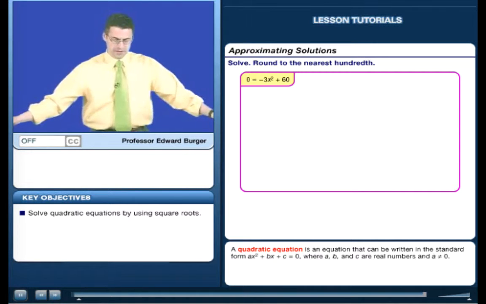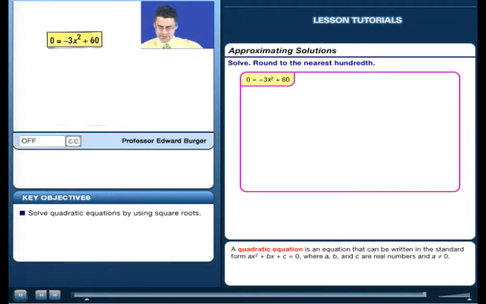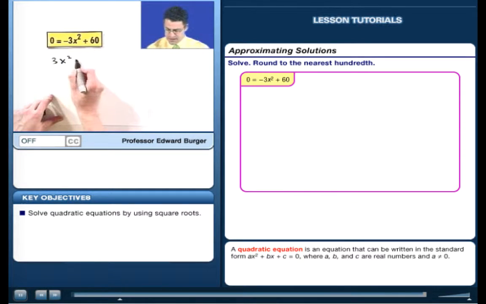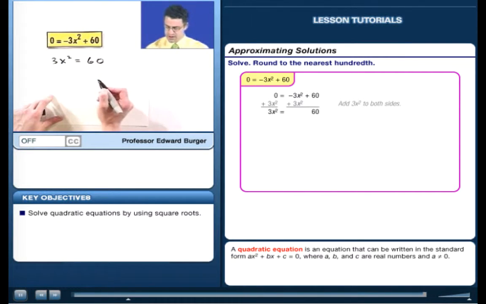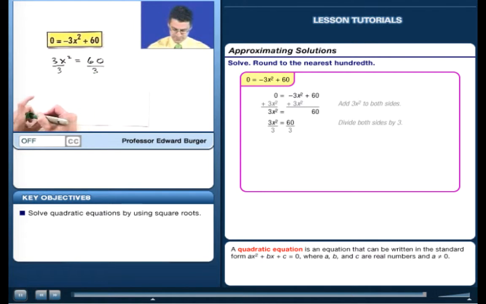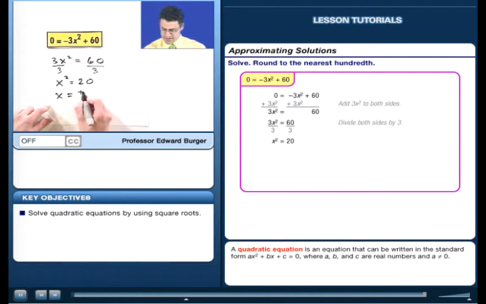Right, let's take a look at this one. 0 equals negative 3x squared plus 60. So the way to solve this is maybe to add 3x squared to both sides. And so I see 3x squared on the left equals just 60 now on the right. Divide both sides by 3 to undo the multiplication by 3. And I see x squared equals, and this becomes just 20. And so x equals, and now I take positive or negative, the square root of 20.